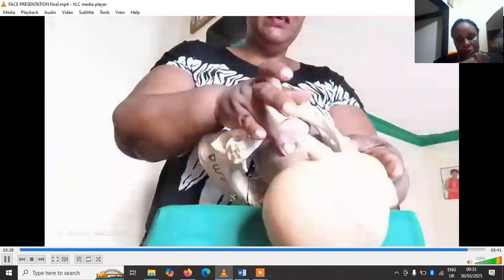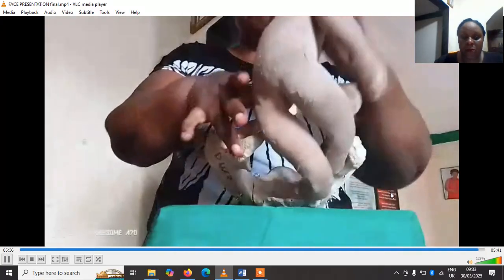They then have the birth of the shoulder and the birth of the baby by lateral flexion.